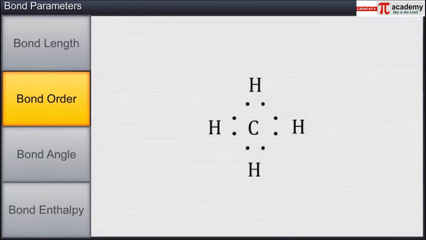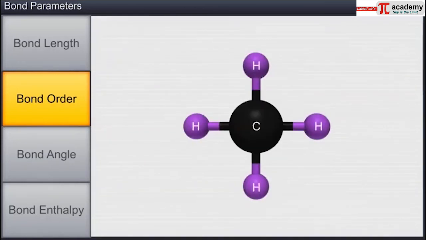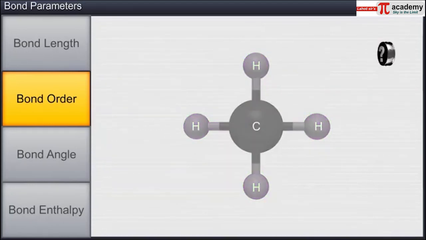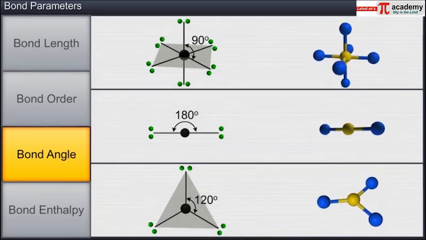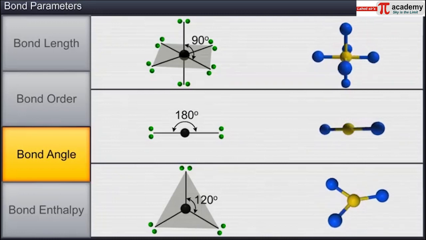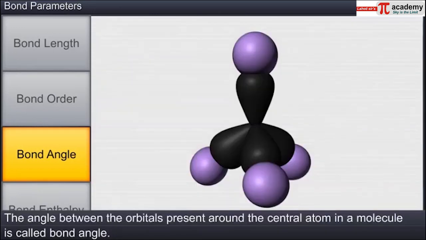From the Lewis dot structure, we get the sequence of atoms in a molecule. But what about its structure? For this, we need to look at the next bond parameter, bond angle. It helps us create a three-dimensional structure of the molecule around the central atom. In a molecule, the angle between the orbitals present around the central atom is called the bond angle.